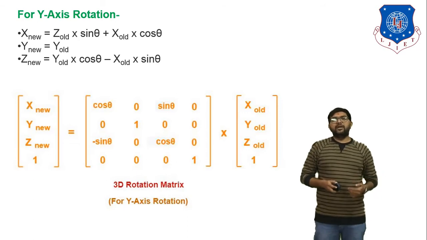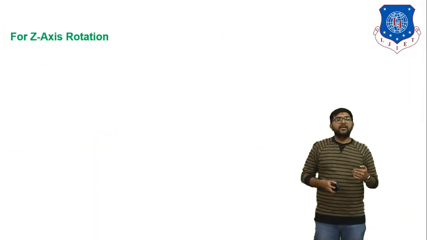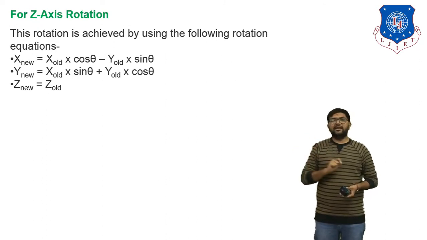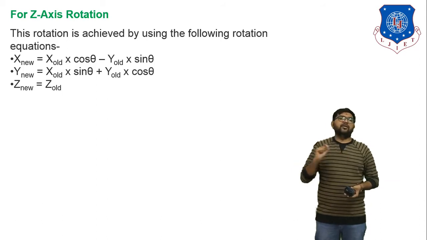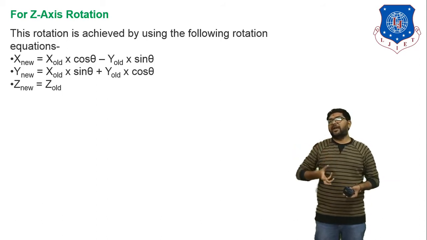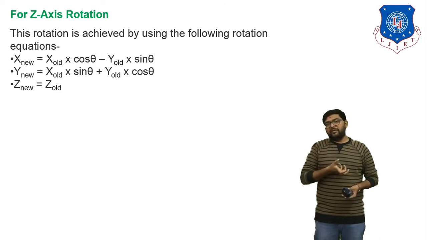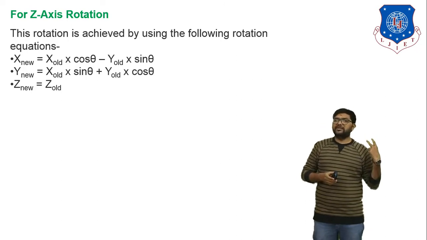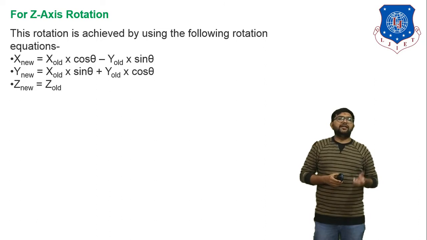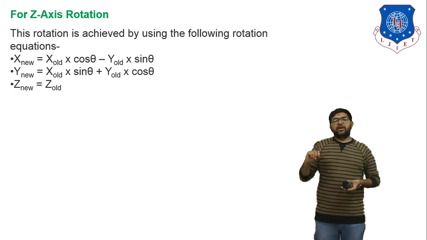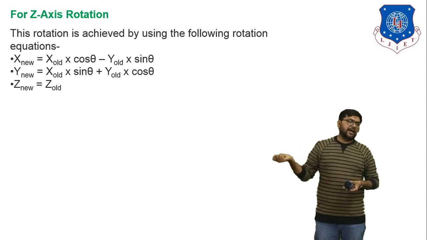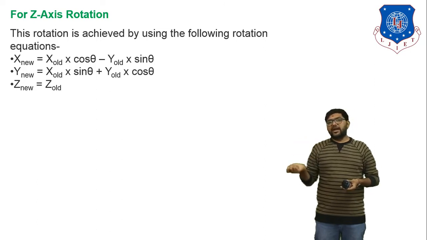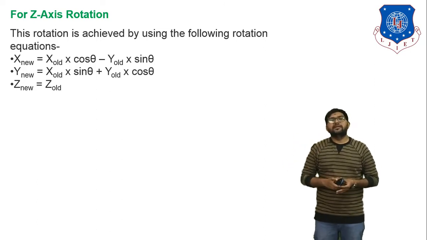Now in the same way we have to derive the equation for the z-axis rotation. The fundamental remains the same. If you rotate any object about the z-axis, the z coordinate of the object remains constant and rotation takes place in the xy plane. So only the x coordinate and y coordinate will change. We derived a relation in the two-dimensional plane for rotation, so we use that equation here. So x new is equal to x old cos theta minus y old sin theta, y new is equal to x old sin theta plus y old cos theta, and z new is equal to z old because we give rotation about the z-axis.